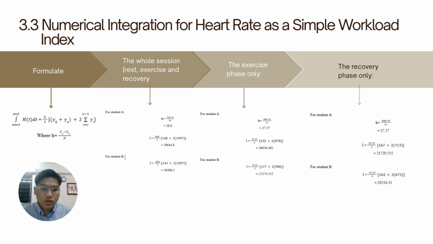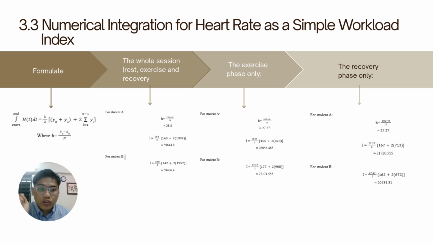The formula is h over 2, multiplied by the total of the start and the end values, plus 2 multiplied by the total of the center values. For h, we need to calculate it as Sn minus S naught, divided by n.